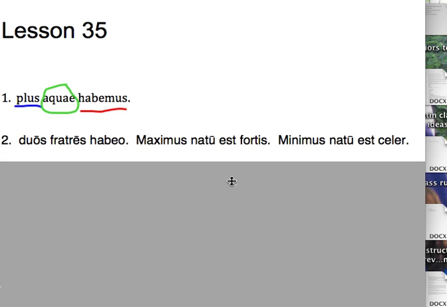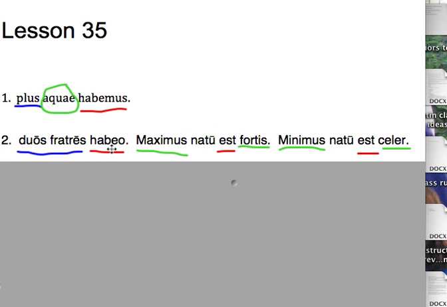All right, number 2, we'll look at our next new concept here. In number 2, we have habeo as a main verb. We have est as another main verb. We have est here as another main verb. We're going to have duos fratres as our accusative. And really that's all we have for that part. Then we have maximus as a nominative, fortis is a nominative, minimus is a nominative, I can tell from those US endings. And then celer is a nominative as well.